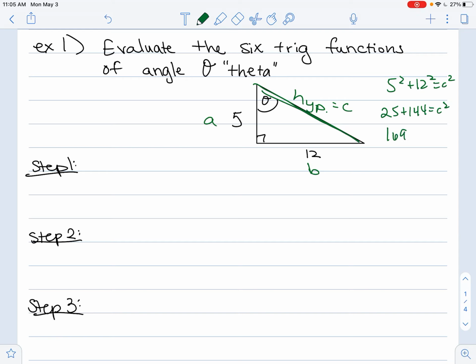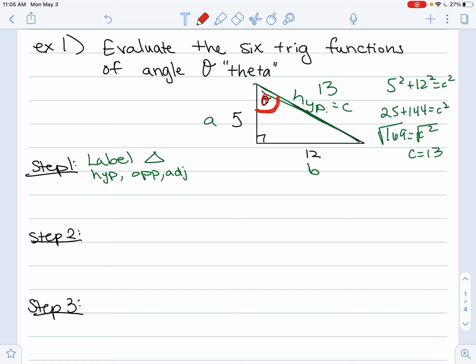Is 169. Take the square root of both sides because we want to get c by itself, and we get c equals 13. So beautiful. Now we've got all 3 sides. So step 1 to find the 6 trig functions is, first we're going to label the triangle with the hypotenuse, the opposite, and adjacent sides. So remember, we always mark the angle first.